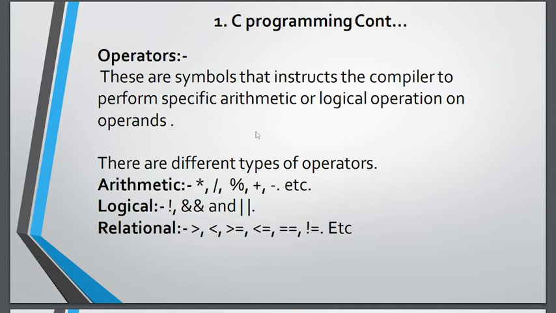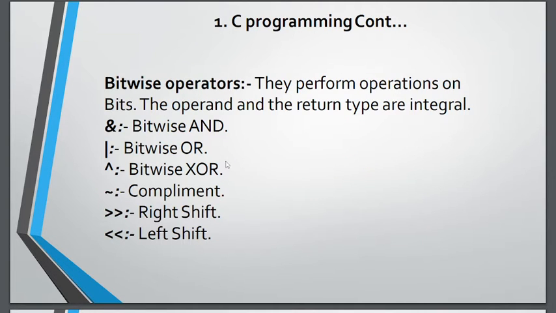Let's talk about operators. What are operators? These are symbols that instruct the compiler to perform specific arithmetic and logical operations on operands. There are different types of operators. We have arithmetic, including multiplication, division, addition, subtraction, modulus. We have logical, where we have or, and, not. Relational, we have less than, greater than, greater than or equal to, less than or equal to, equal to, and not equal to.